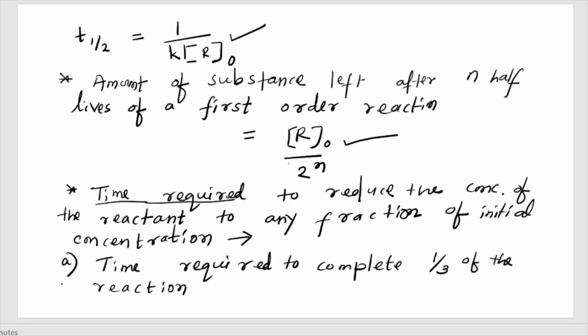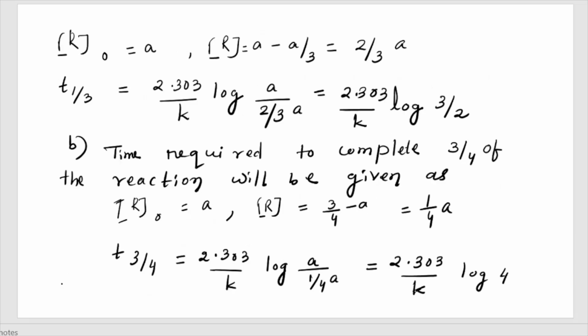Similarly, t 1 by 3, 1 by 4, 1 by 5, like this you will put the value, and see what you will get. What is the general formula for a general reaction? The time required to complete 1 by 3 of the reaction. 1 by 3 means 1/3 of the reaction.